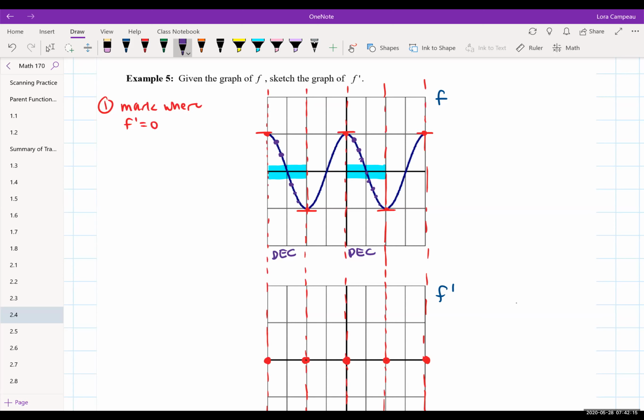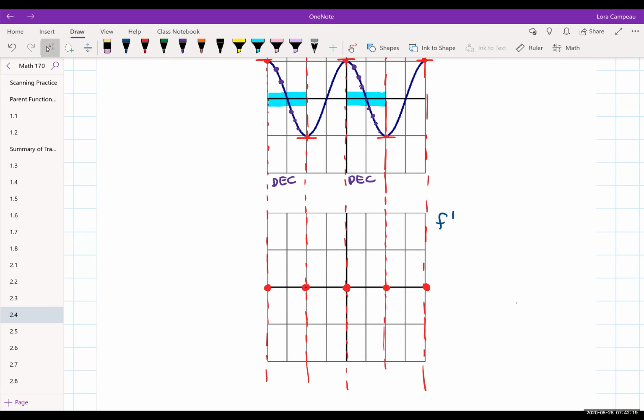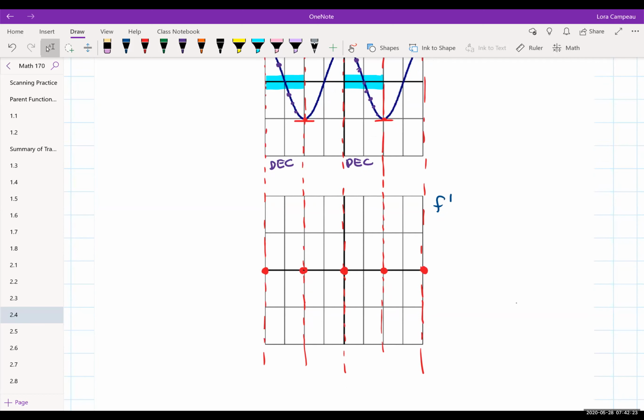So we know we have a decreasing function. What that tells us about f prime, our derivative, is that f prime should be below the x-axis for decreasing functions. Sometimes if you want the English for it, that's helpful. So below the x-axis.